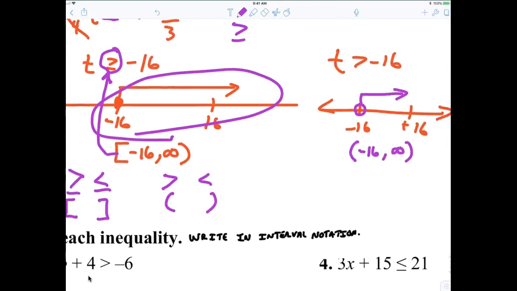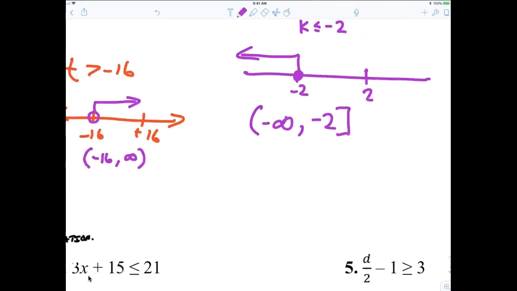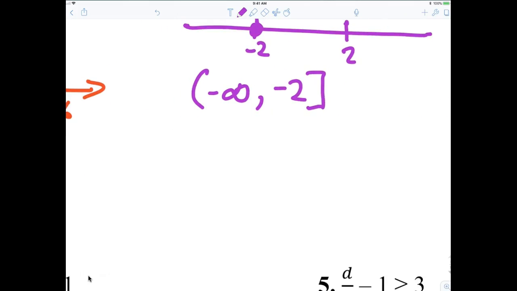How come in the beginning it was just upper? No, I made 2 examples. I mean on the one we just did. Is that correct? Well, listen to me, negative infinity, that's a good question. Negative infinity is always a parenthesis. Infinity is always going to be a parenthesis. The number has either got a parenthesis or a bracket.